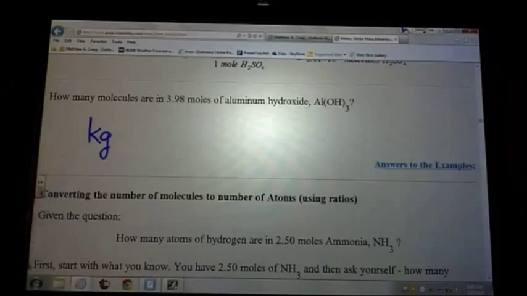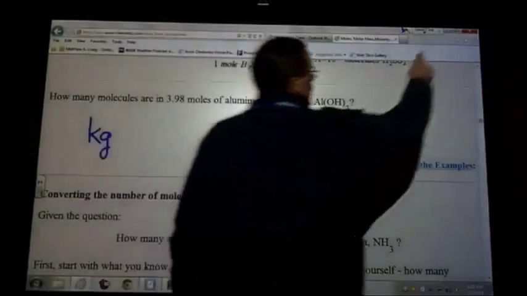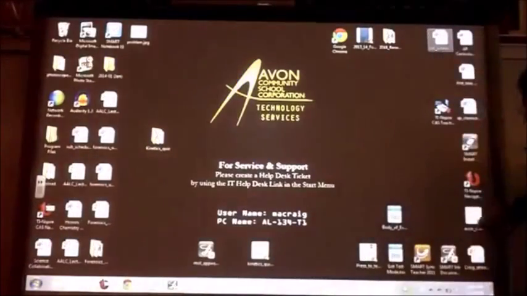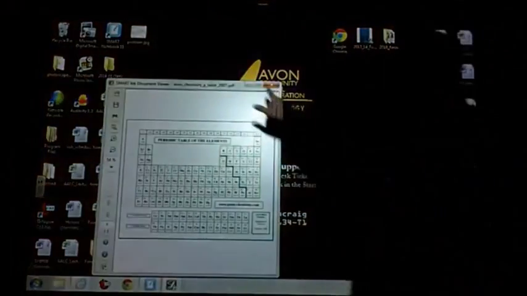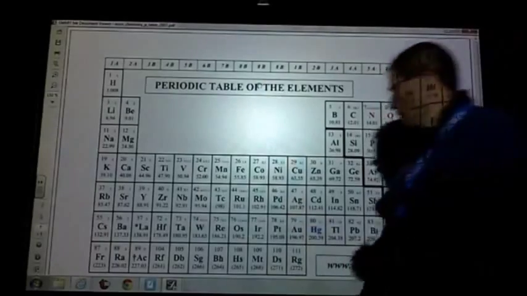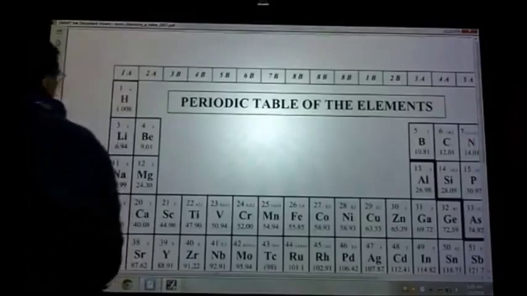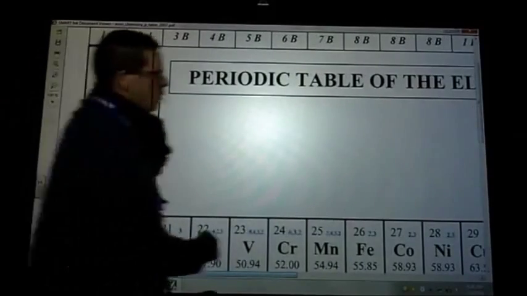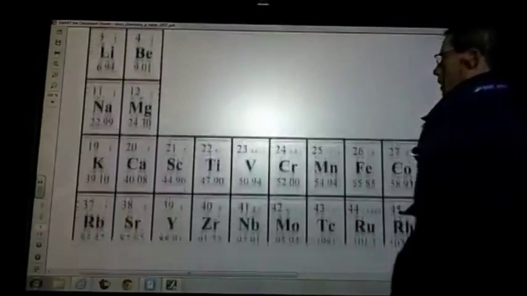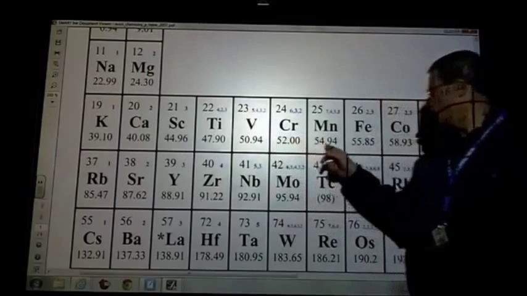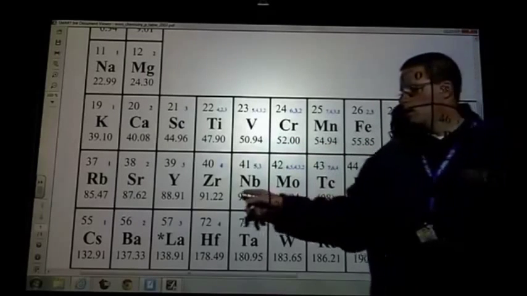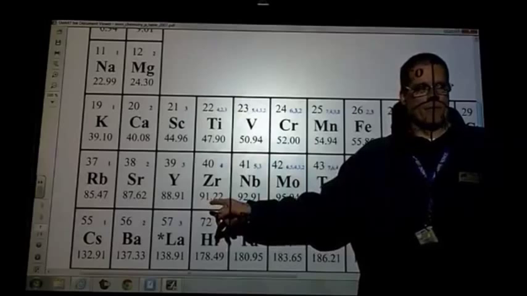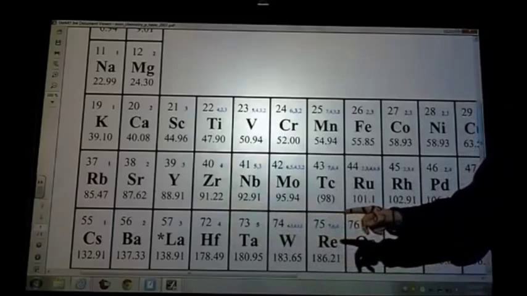But if I want to convert kilograms, we're definitely going to need our periodic table, so if you have your periodic table out, good; if you don't, get it out. Let's see here, load that up. Okay, so we'll be looking at our values here. Okay, so again, what does that value underneath the symbol represent? What is that?